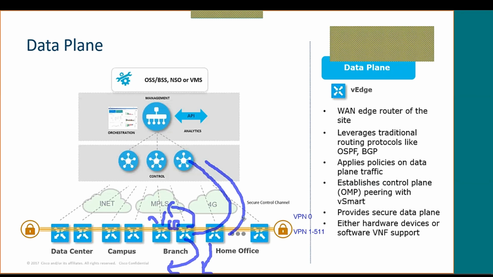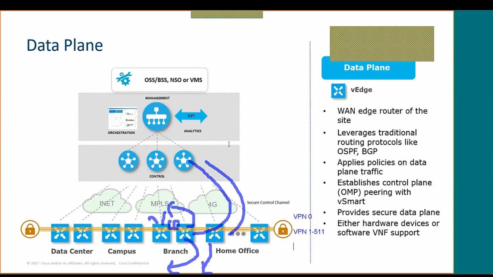In VPN 0 we introduce underlay static routing, underlay default routing, and underlay dynamic routing protocols. But these VPN 0 routes will never get propagated into the service side VPN routes, and VPN 0 routes will not go into vSmart. We have a strict segmentation between the underlay and overlay communications.